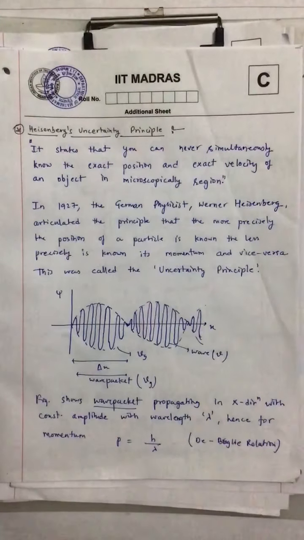Hello students, today we are going to discuss the Heisenberg uncertainty principle. So far in our course we studied modern physics, then we discussed the wave function, and we also discussed the inadequacies of the old quantum theory.